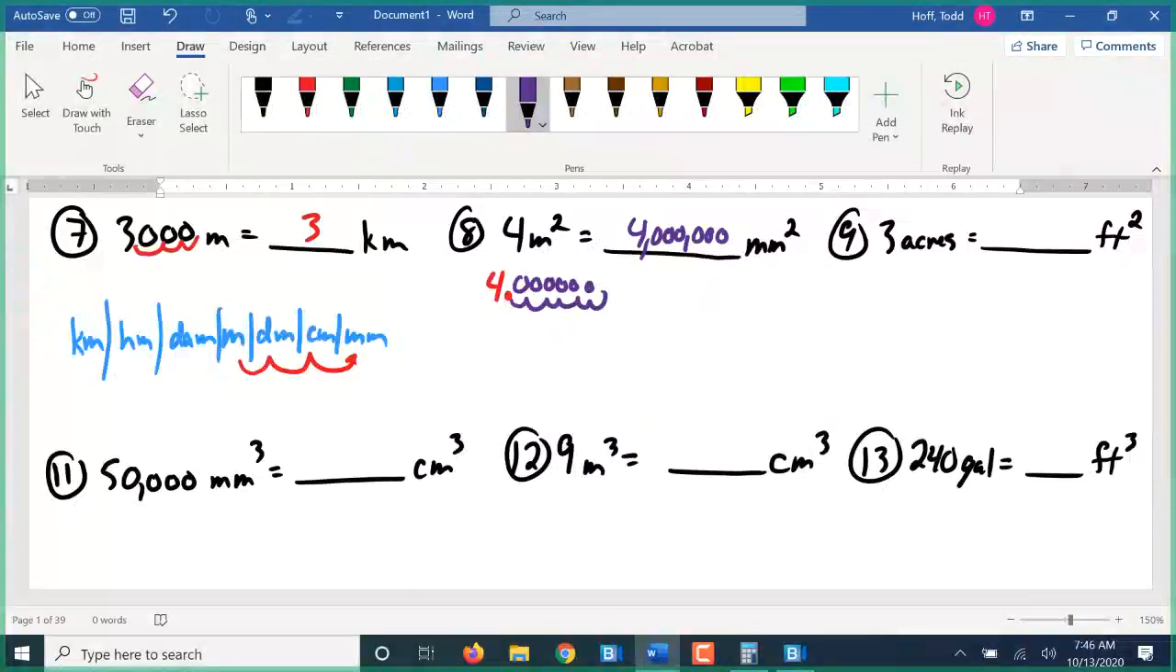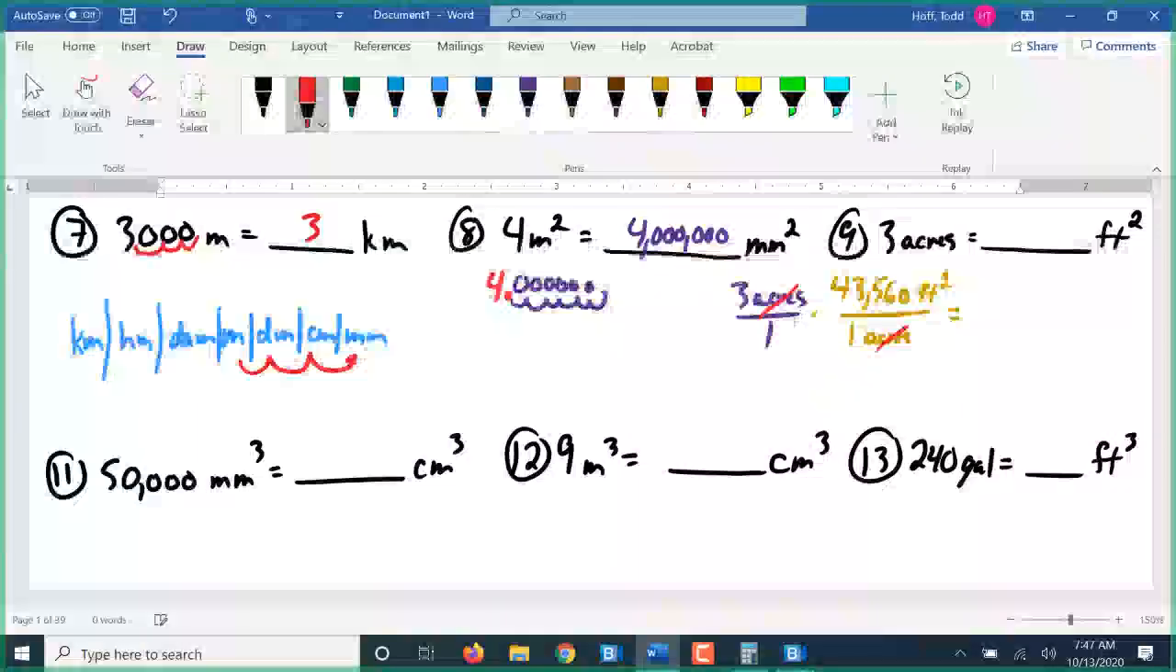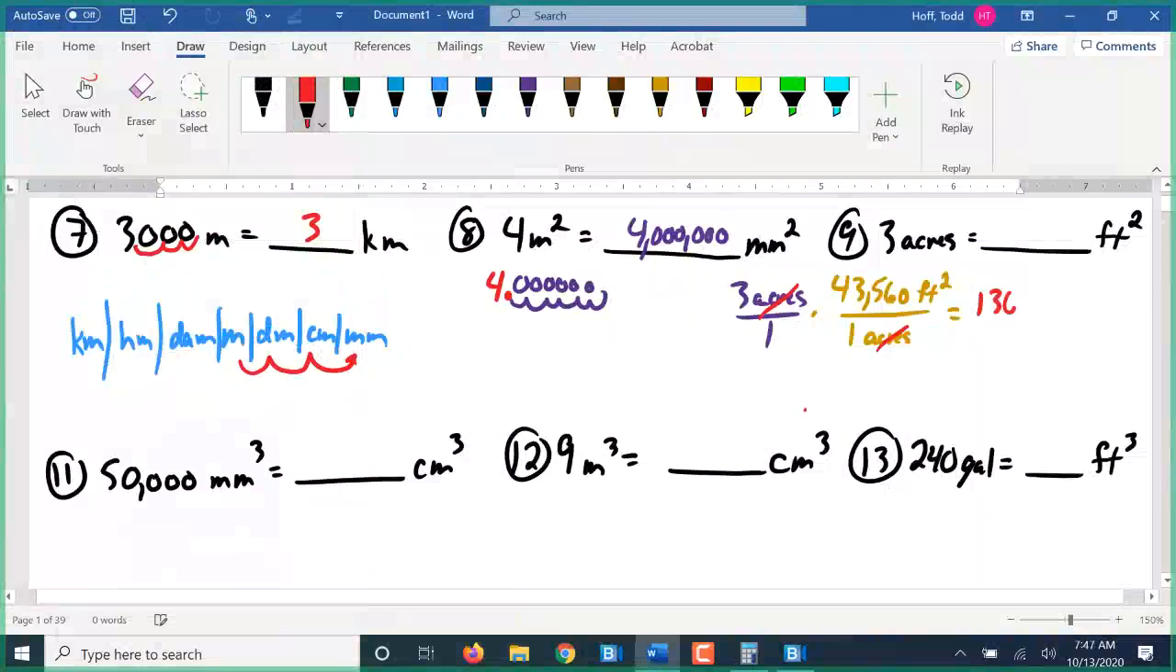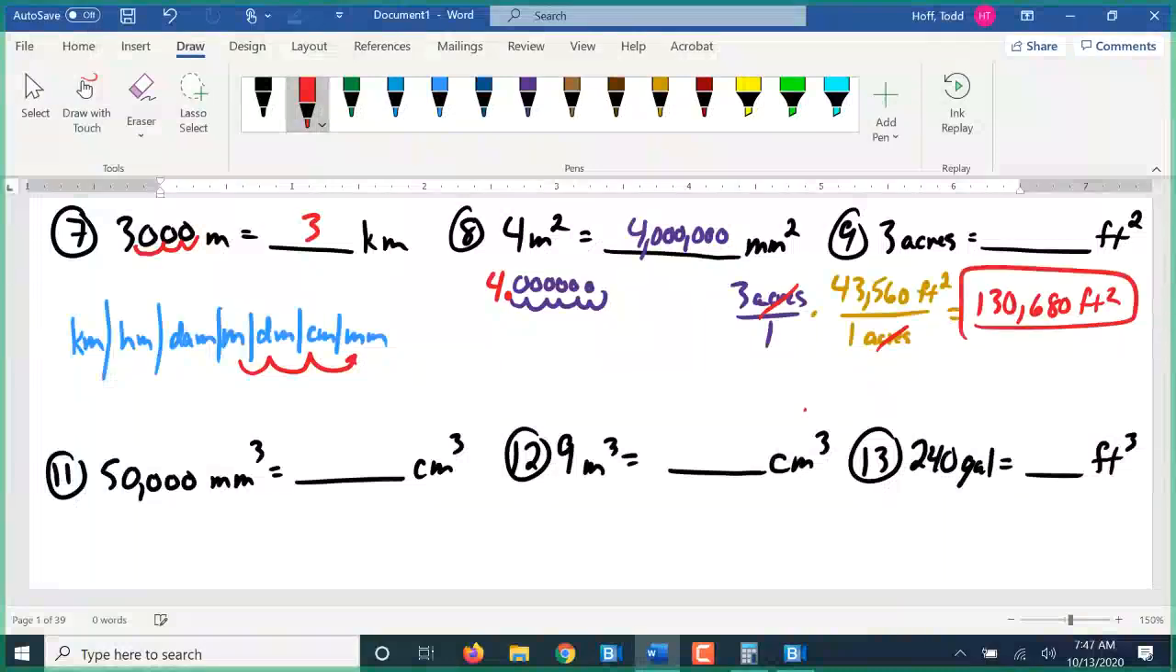Number 9, 3 acres going into square feet. We put 3 acres over 1. Acres on bottom, so they cancel out. 1 acre is 43,560 square feet. So the acres cancel out. That's going to be 3 times 43,560, 130,680 square feet. 1 times 1 is 1, so that is just 130,680 square feet.